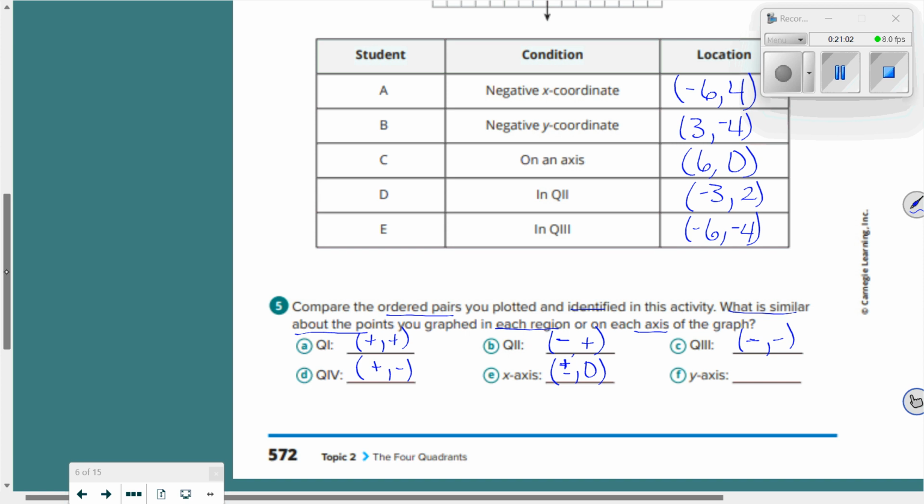And for the y-axis, that means I'm not going to move. It's a 0. And then I can either go up or down, so it'll be either positive or negative. That means I can go either direction. I can go up or down. Everybody good? Yeah. Okay.